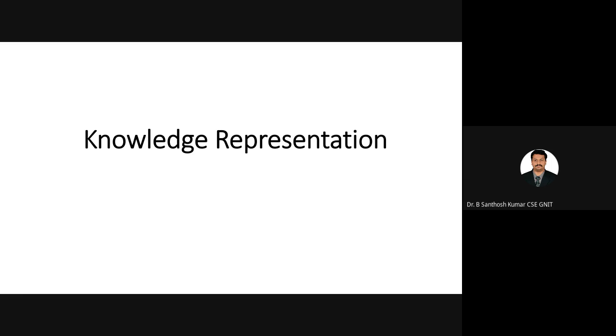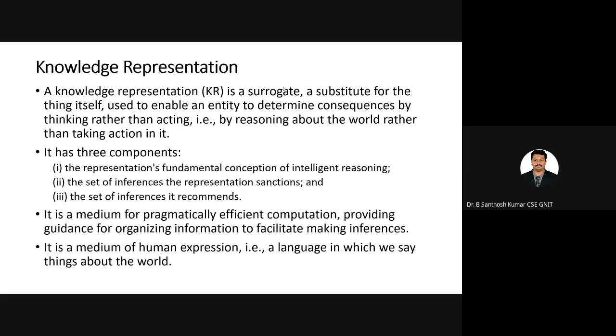So today we are going to discuss the topic of knowledge representation. Last class we discussed uninformed search and informed search. For informed search, we are using knowledge representations. So knowledge representation plays a vital role.